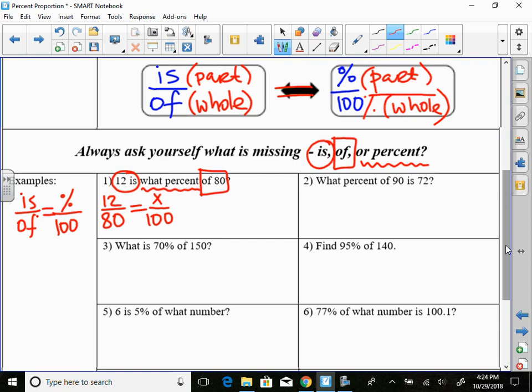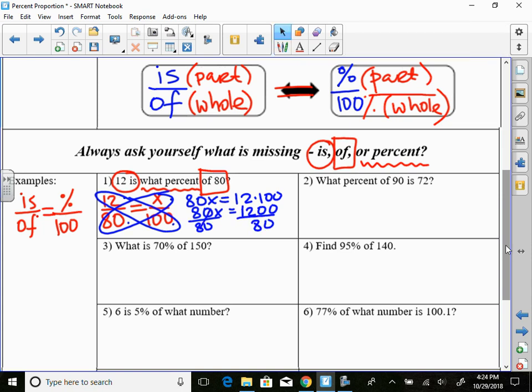So I have is over of equals percent over 100. Now we're going to cross multiply. 80x is 12 times 100. 80x equals 1200. Divide both parts by 80, and x is equal to 15. Okay, and that's 15% because that's what was missing. We were using x to hold the place for that percentage.